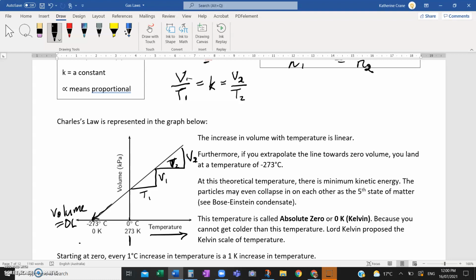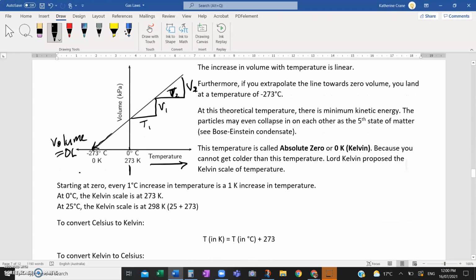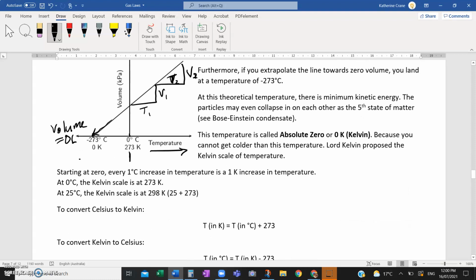The temperature is called absolute zero, or 0K for Kelvin, capital K, because you can't get colder than this temperature, okay? Matter can't be colder than that. It can't take up space beyond that, so therefore you can't have a temperature below that. You can't have negative volume. It just doesn't work.